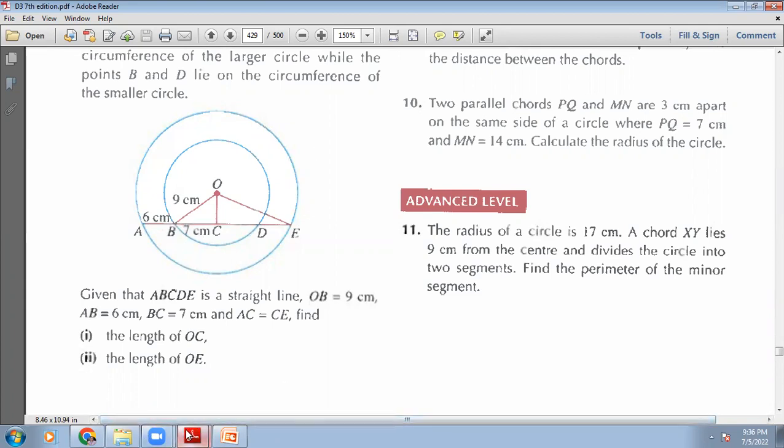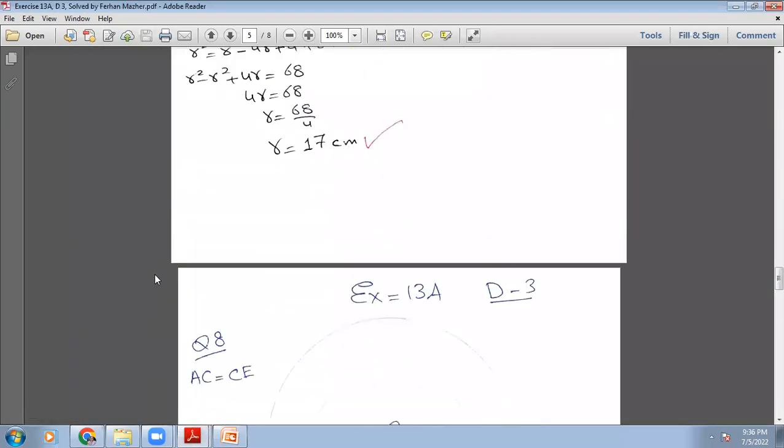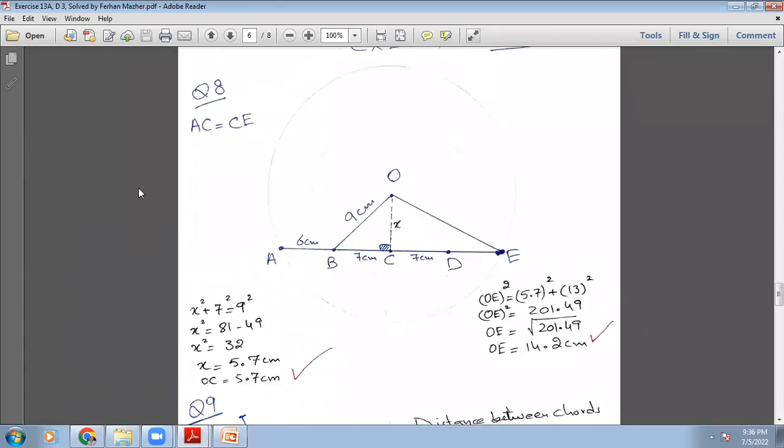So very simple and straightforward question. Let me show you how this is done. Okay, so this is showing up on your screen. So these are two circles. This is the smaller circle. This one is the big circle. So here, OC is the first question.